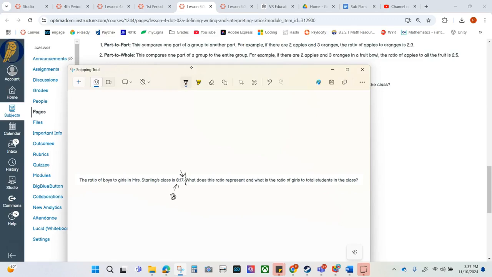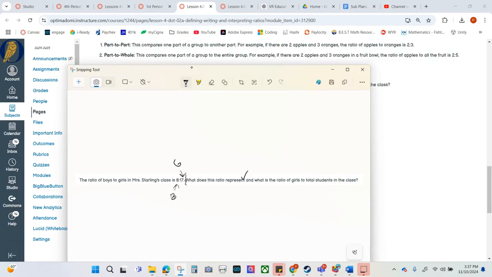So if this was an old-time army battle, the girls win because there's more. There's more of you. So power in numbers. Order matters. 8 is the boys because that's first. Girls is 17 because that's second. All right, now let's keep going. What does the ratio represent? We just talked about that. Awesome. Check. 8 boys, 17 girls.